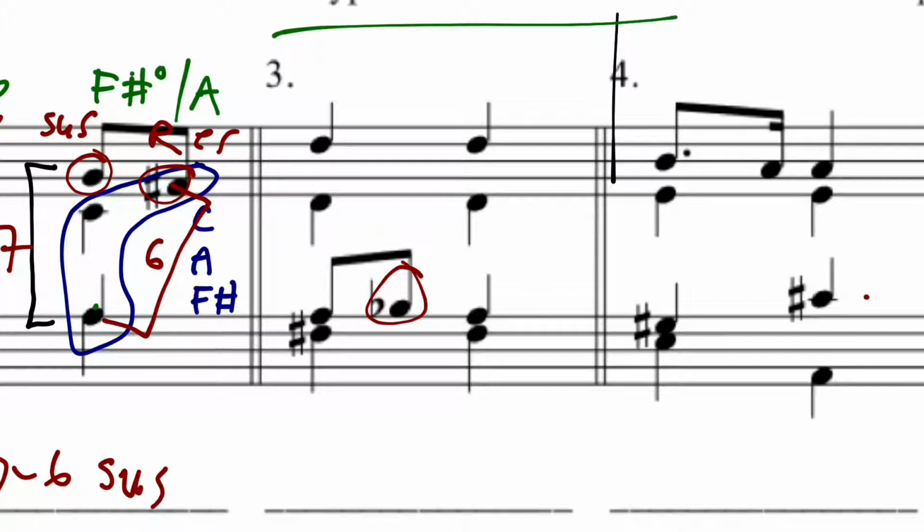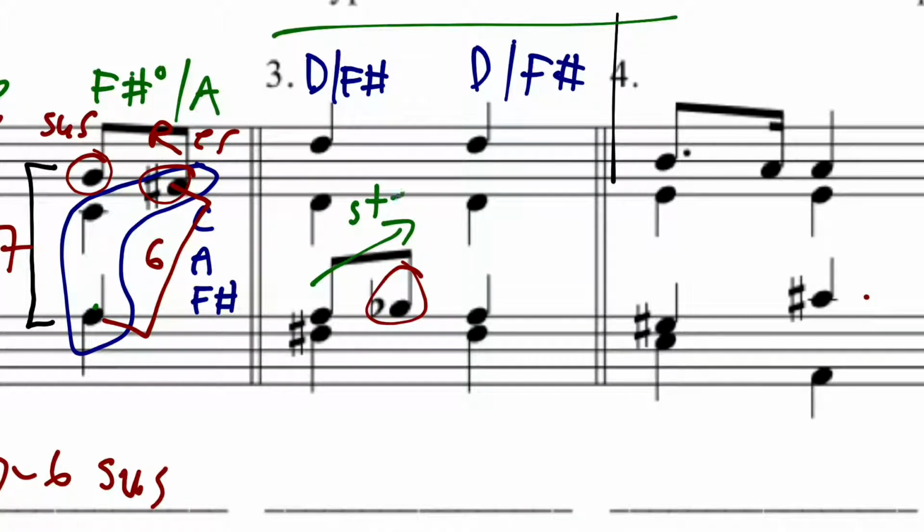Well, the chord we have here is a D chord in first inversion. It's got an F sharp on the bottom. Same thing here, D with an F sharp on the bottom. And so this B flat is our outlier. Well, it goes up by step, and then it goes back down by step in the opposite direction.